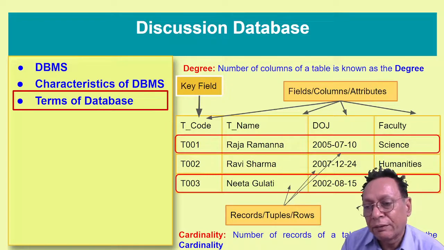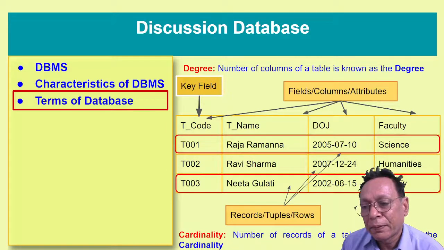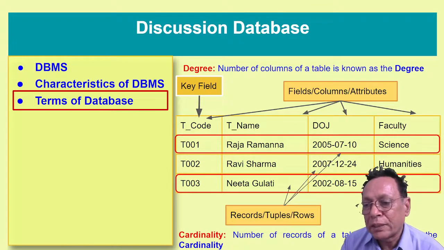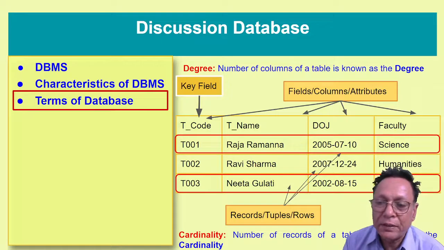The cardinality of this table is 3. So this is the basic of database. Hope you understand the concept of database.